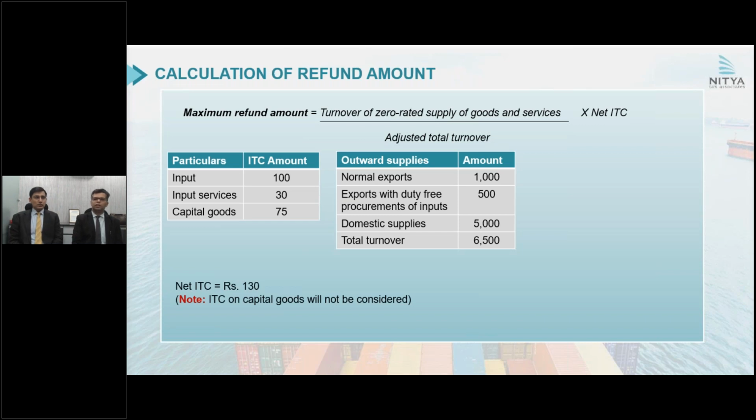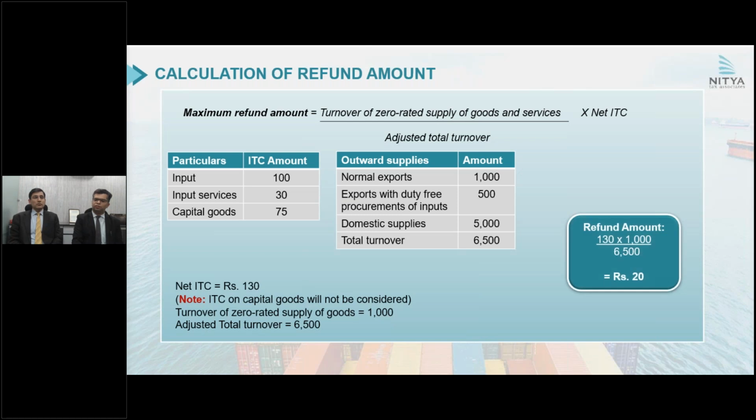Another important point here is that when you consider ITC, you will consider ITC only of inputs and input services and not of capital goods. Taking this example further, your refund amount would be 130, which is credit on input and input services, multiplied by export amount 1000, divided by total turnover 6500. So you can get a refund of 20 rupees here.